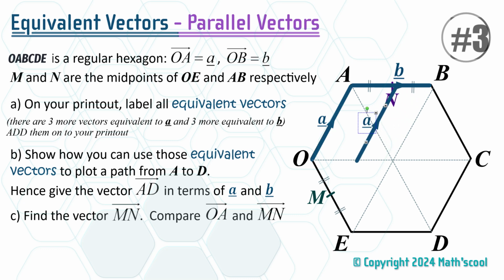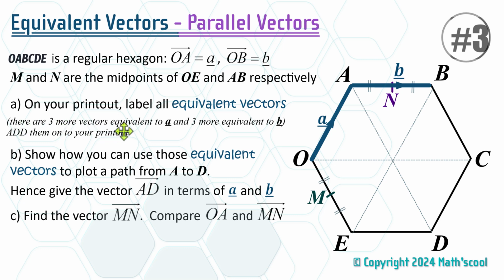That's equivalent to A, and that's equivalent to A. So there are vectors there that are equivalent to A. What about vectors that are equivalent to B? Where are the vectors that are equivalent to B? Well, it should be obvious. Oh, I missed it. Never mind. I'm trying not to help you too much. Okay, so where are the vectors that are equivalent to B? And then just label them all.